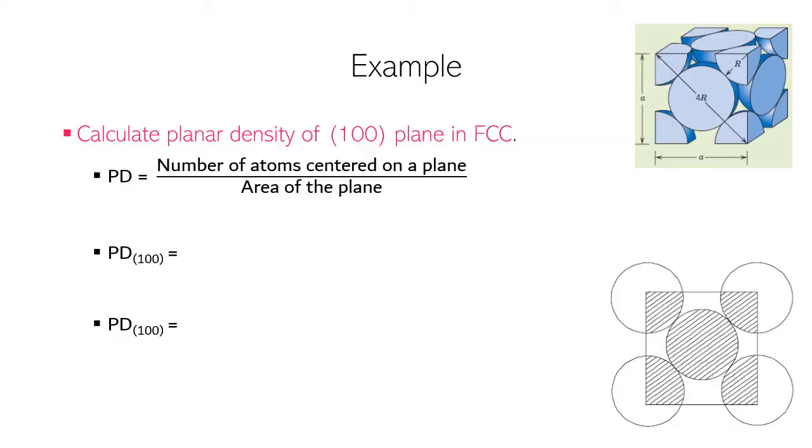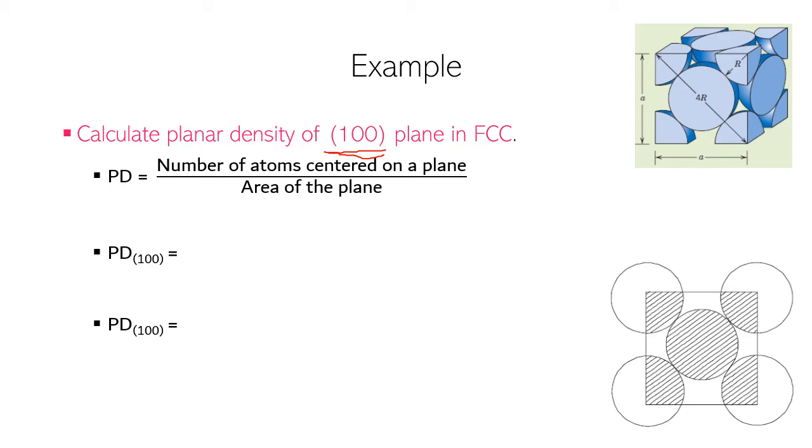So we have been asked to find out the planar density of the 100 plane in FCC. For solving problems on linear density and planar density, you must be very good at indexing. In problems related to linear density and planar density, directly the direction indices and planar indices are given. So you should be comfortable with indexing. Otherwise, you may make a mistake while calculating number of items or even area of the plane or length of the direction. Okay, so calculate planar density of 100 plane.